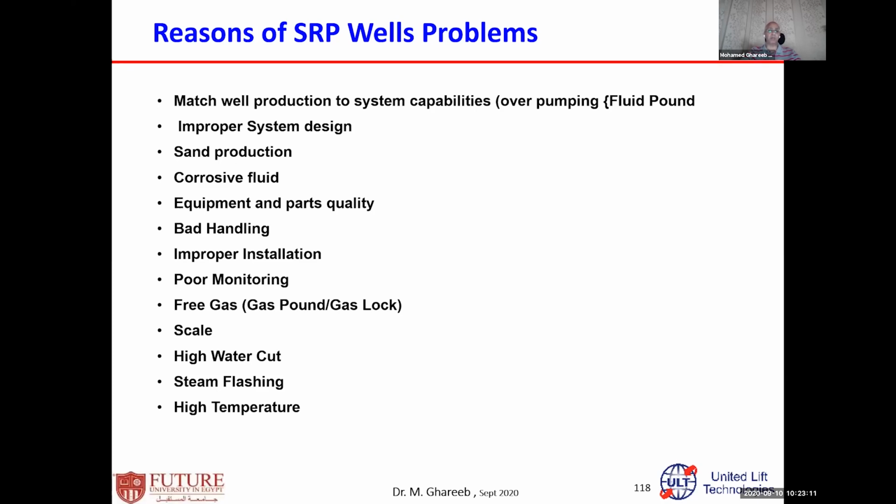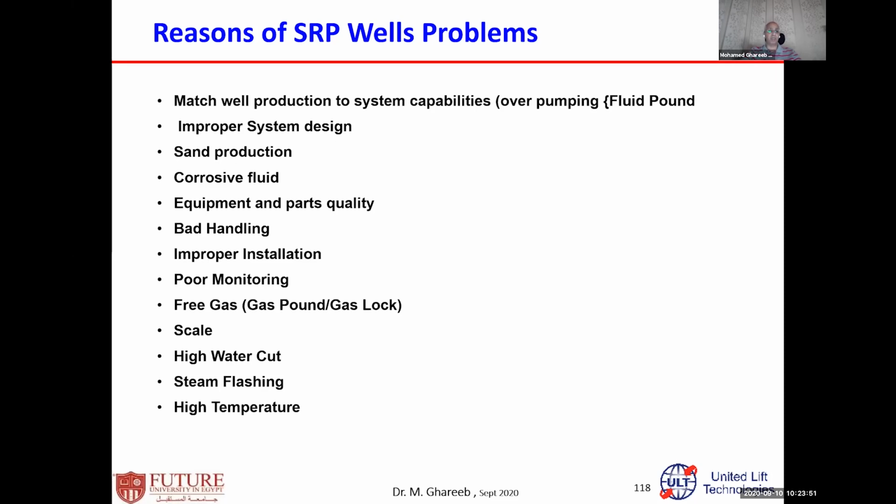Second, a proper system design. Sand is one of the major problems for all artificial lift. Then corrosion and equipment quality: you have poor quality, especially for downhole equipment. Also bad handling. Remember, artificial lift equipment is very sensitive equipment. Some people treat and handle it in a very bad way. I did some analysis with some friends for different fields, and we found over 67% of the problems in some fields are related to handling equipment, how we handle the rods and how we handle the downhole pump.